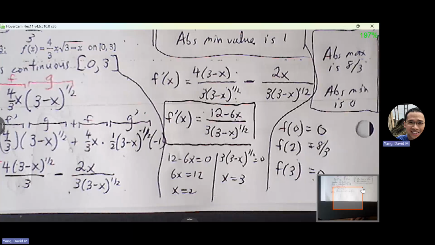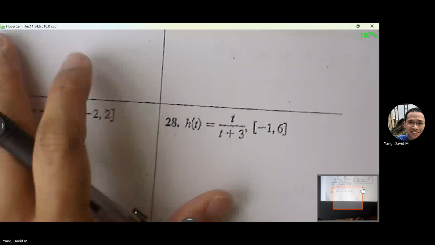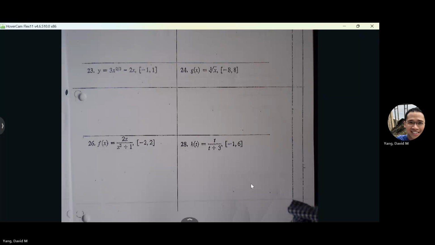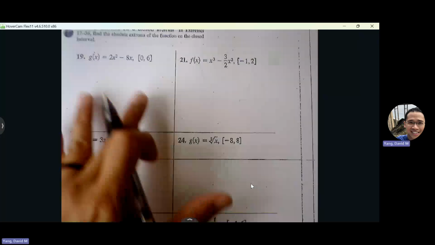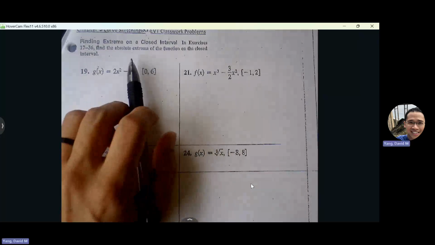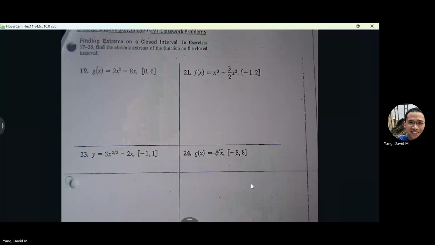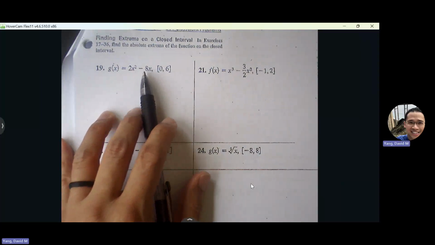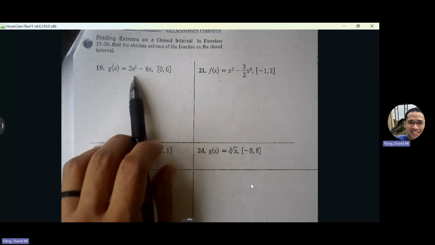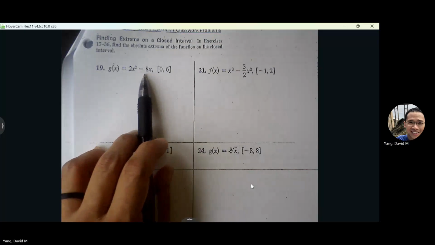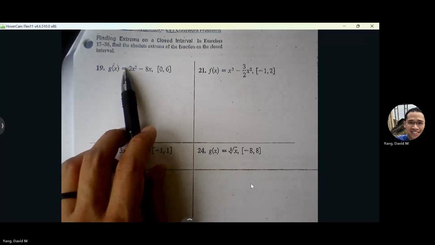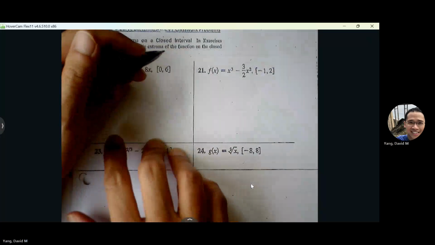All right, go to page 3. Let's just do 19 and 21, and then we'll do some more review. Okay. Right, finding extrema on the closed interval. So first things first, any issues with our condition? Are we safe? Yeah, so write your condition.